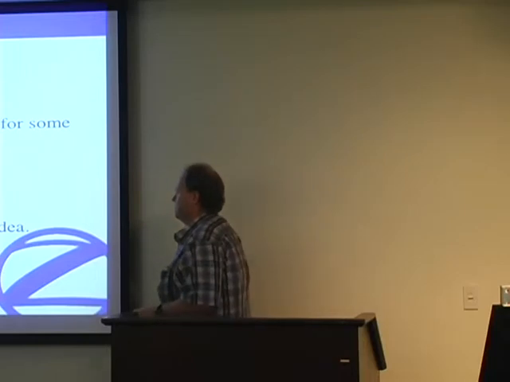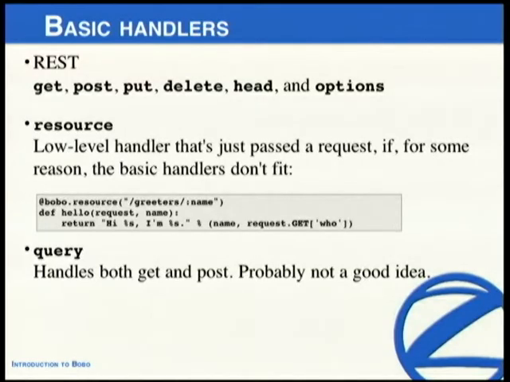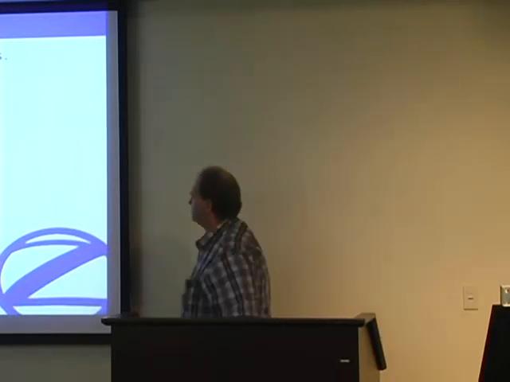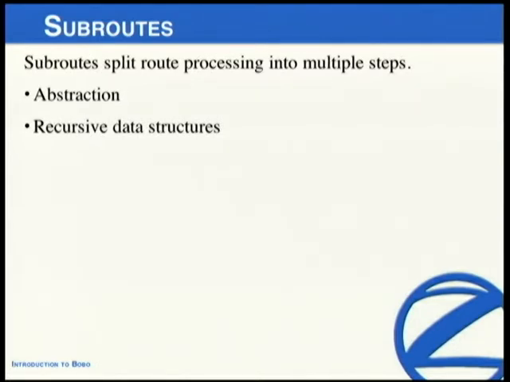So Bobo provides a number of types of handlers. The most commonly used are the RESTian handlers, corresponding to the common HTTP request methods. There are some other handlers that are used far less often. There's a resource handler that allows you to have a single handler that can handle multiple request methods if that's something you want to do. I generally like to have my software be simpler, so I prefer to have separate handlers for separate methods. And then there's this query handler that handles both GET and POST for historical reasons, and probably shouldn't be used. I probably shouldn't even have mentioned it, but okay, so you now know 62% of what you need to know to use Bobo.